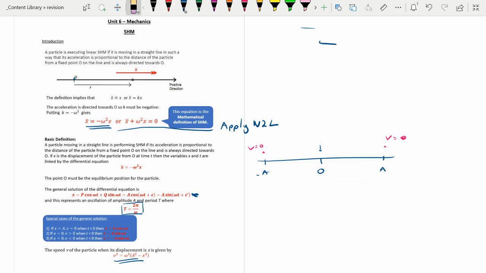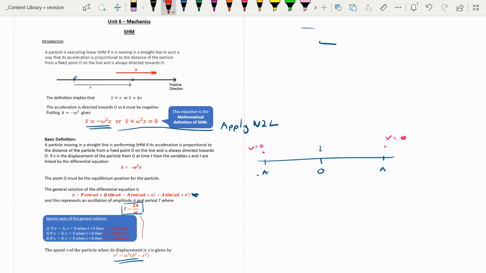Now, we do have some other special cases, which are in this blue box here. We can quote these whenever we want them. So we have this general solution here, which is great, but if it fits one of these special cases, we can use these.